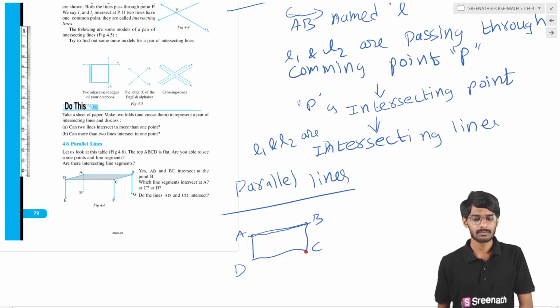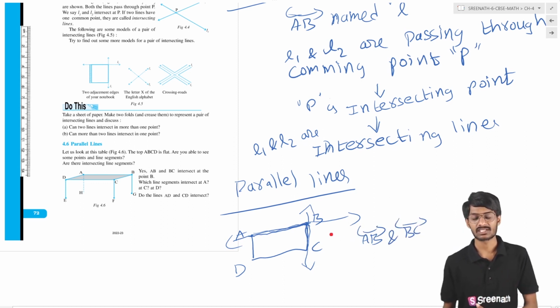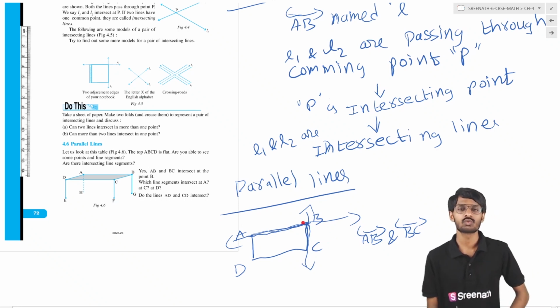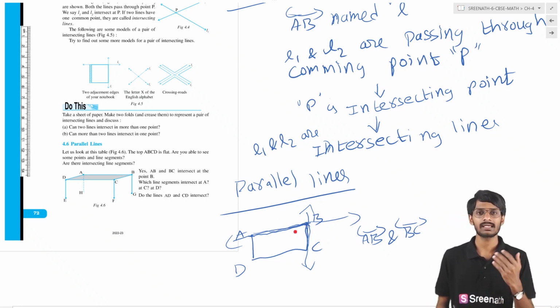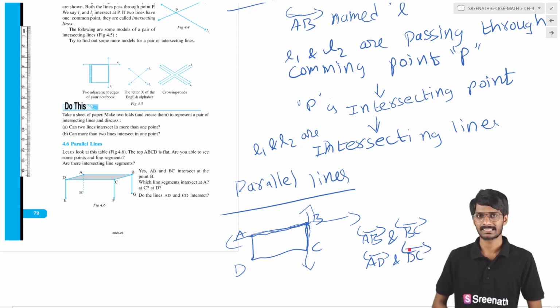Seeing this, we can say AB and BC are both lines if you extend them. These lines AB and BC are intersecting lines. Why? Because they are passing through one common point B. So these two are intersecting lines. Similarly, AD and DC are also intersecting lines, because they are passing through this common point.